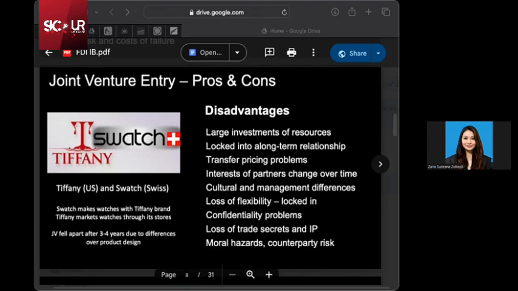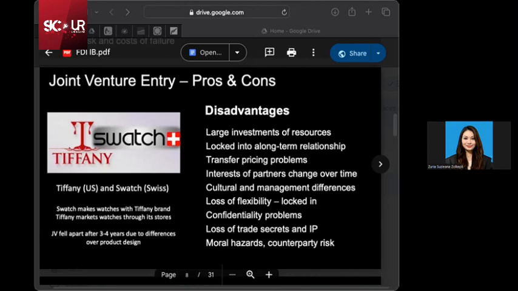Loss of flexibility because it's locked in, and then locked in for a long-term relationship as well. So for any decision making, you have to get agreement between the two parties. So you have less flexibility in how to manage your company. It can be in terms of anything: decision making, future investment, managing personnel, and so on. And then there is a confidentiality problem.